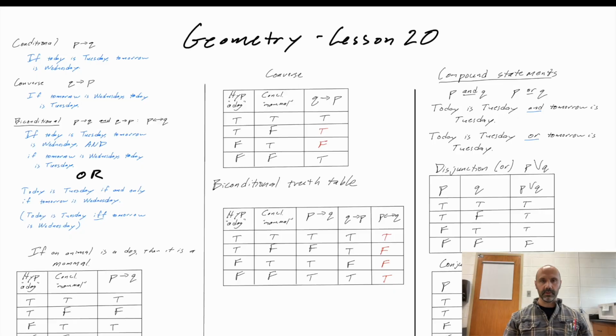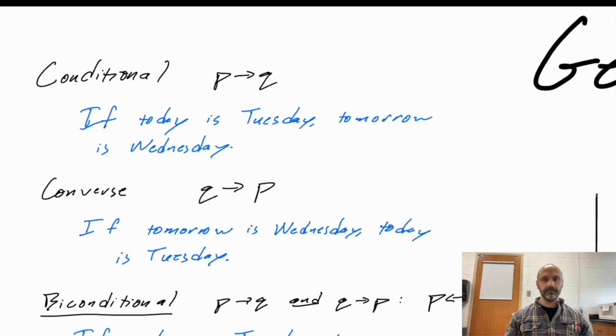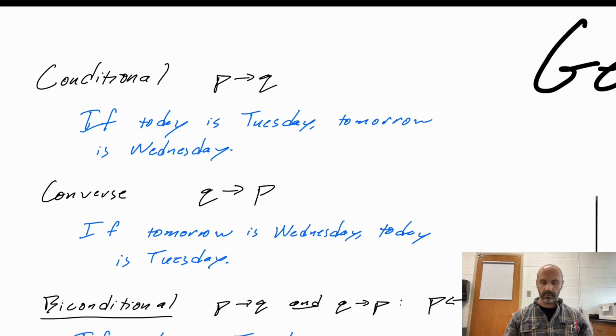Hello, friends. We're continuing our study of geometry, and today we're going to be looking again at logic statements and truth tables and that sort of thing. So we start off where we have been before with the conditional. If P, then Q, or P implies Q. That's the symbolism for it.